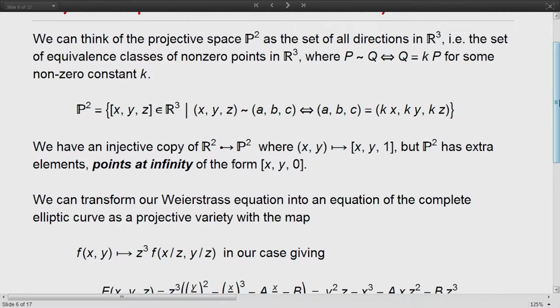We can think of projective space P2 as the set of all directions or lines in R3 that pass through the origin. More technically, it's the equivalence class of all triples where two triples are equivalent if one is a multiple of the other. And we have a copy of R2 in there simply by considering the points whose equivalence class has z equals 1, but there are extra points that aren't in R2. We call those the points of infinity, and they all have z equals 0 as their coordinates.